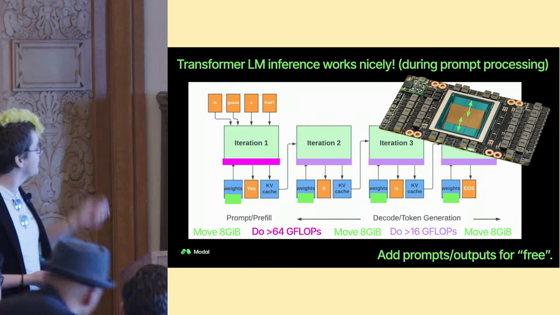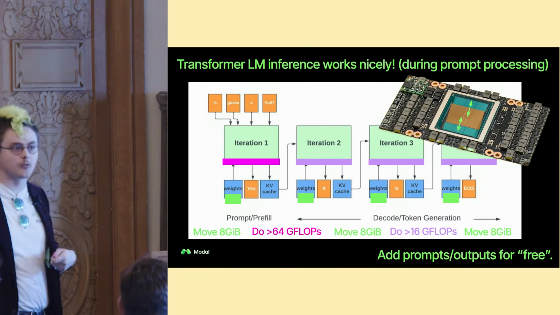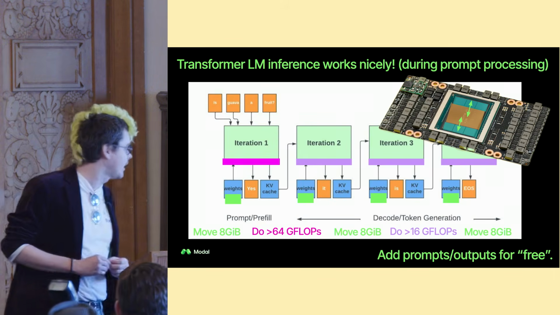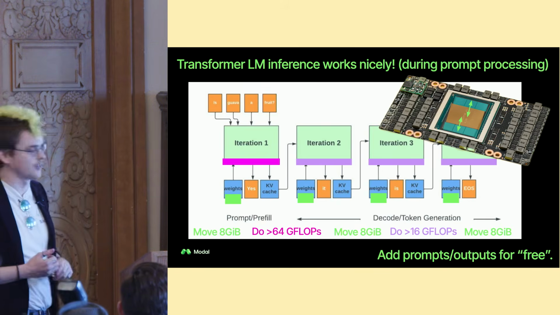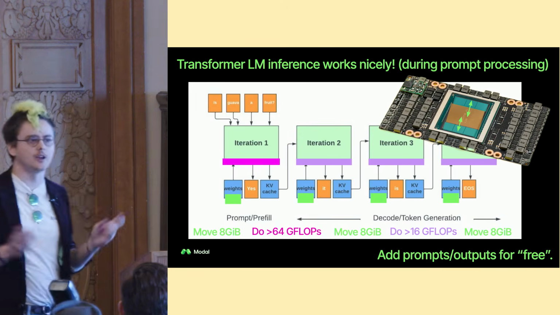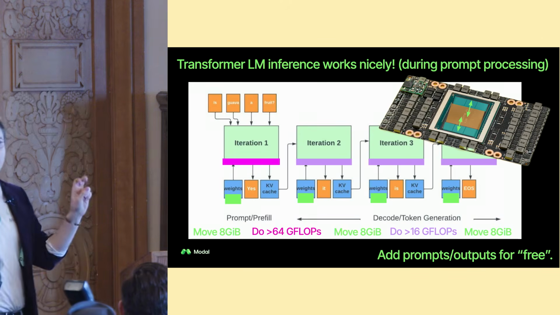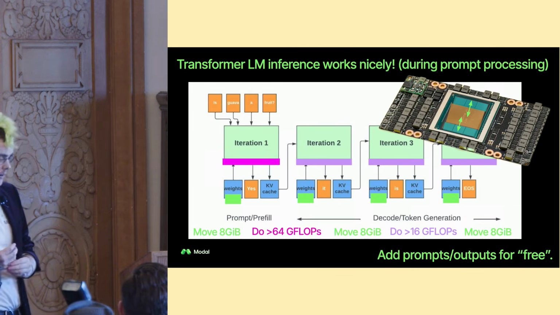If you had a longer context or more prompts, you would have more floating point operations to do, but you wouldn't really change the amount of data you need to move. So you would increase that arithmetic intensity ratio. What this means, somewhat counterintuitively, is you can add more prompts or produce more output tokens for free.